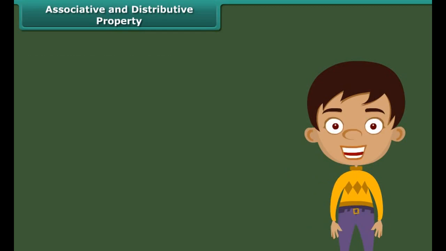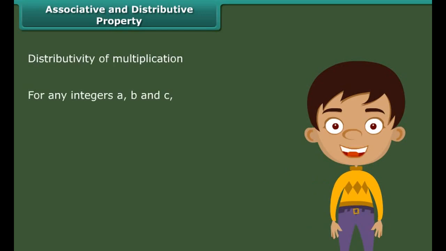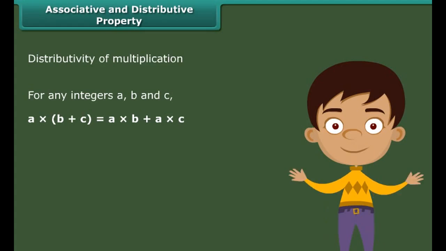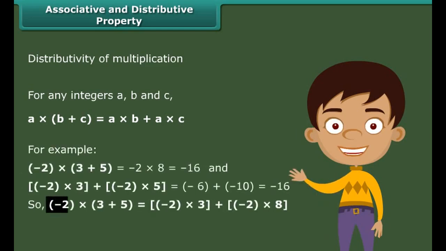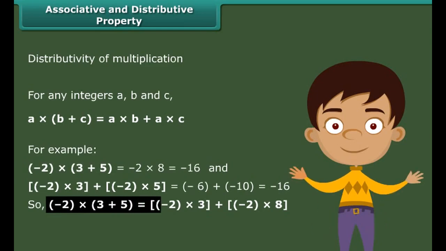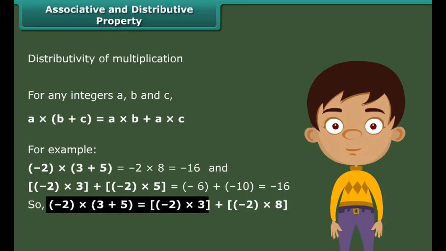Now let us move towards the distributive property of multiplication. For any integers A, B and C, A into (B plus C) is equal to A into B plus A into C. For example, minus 2 into (3 plus 5) is equal to minus 2 into 3 plus minus 2 into 5.